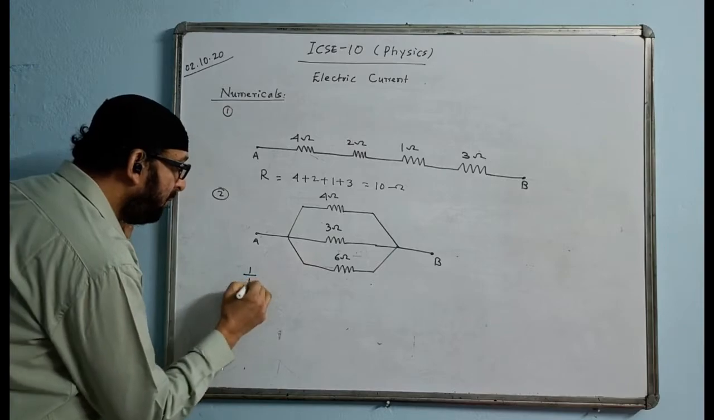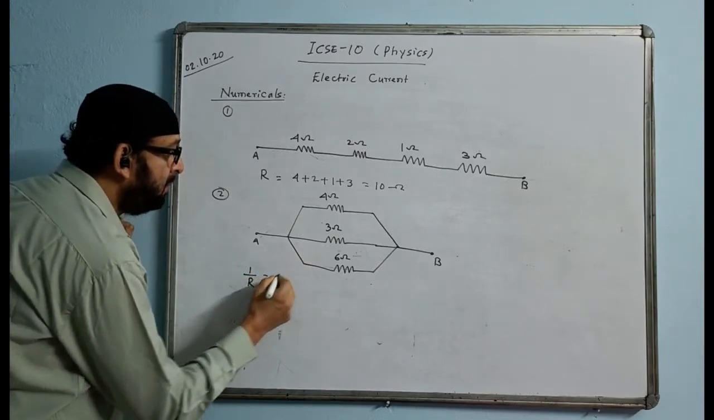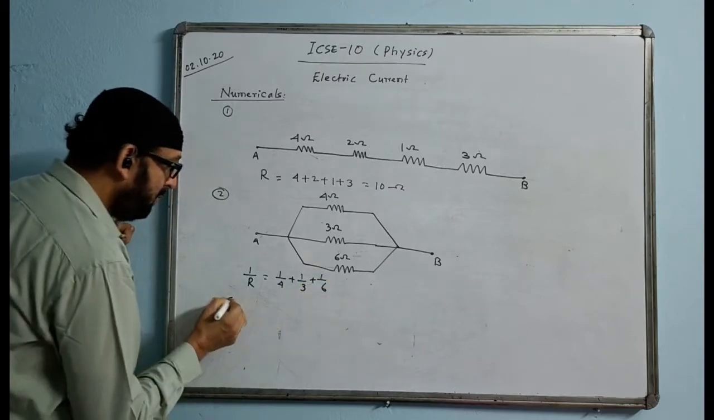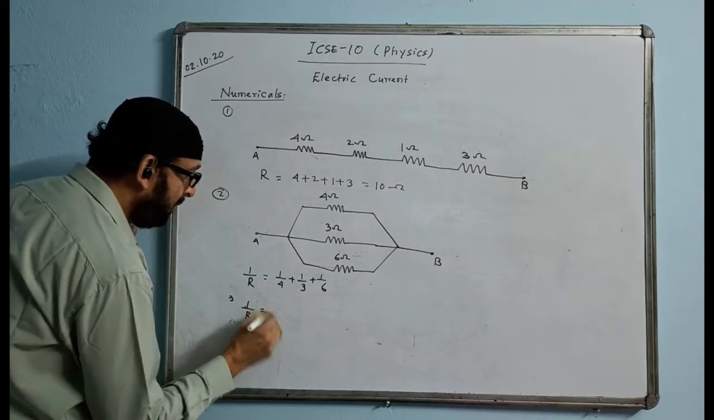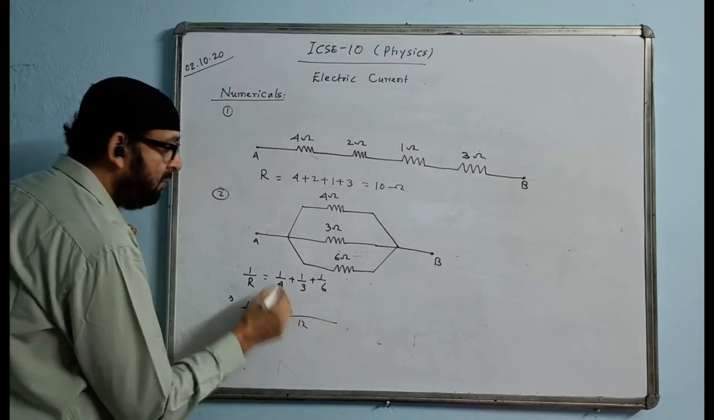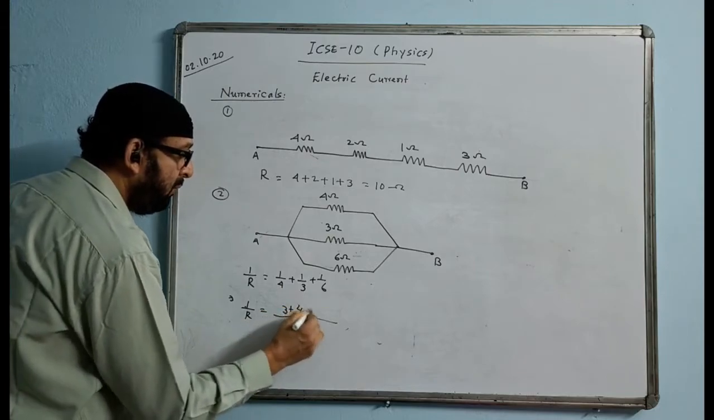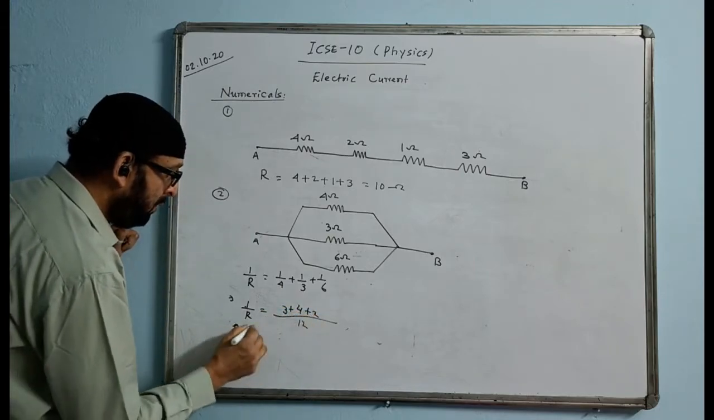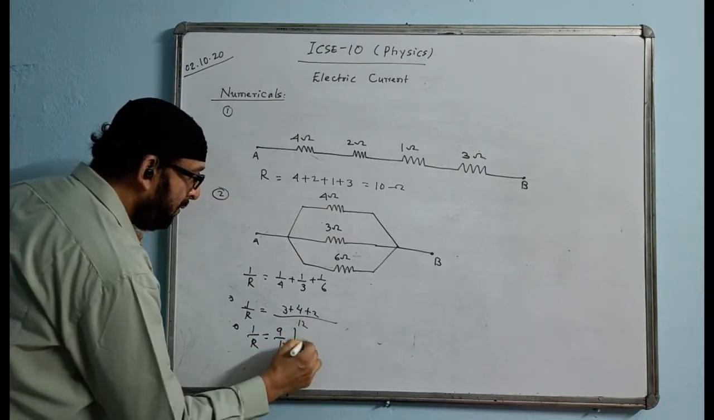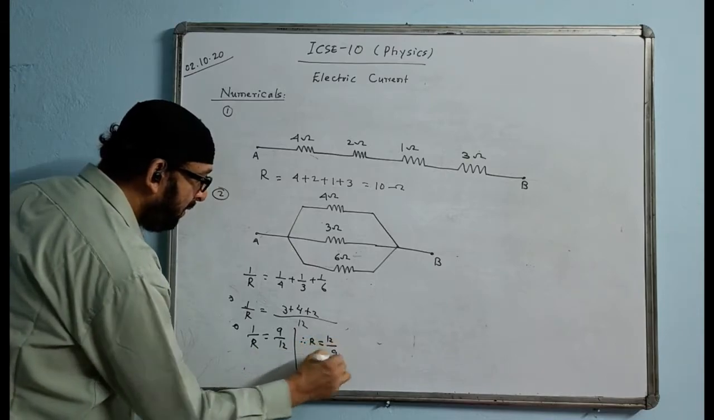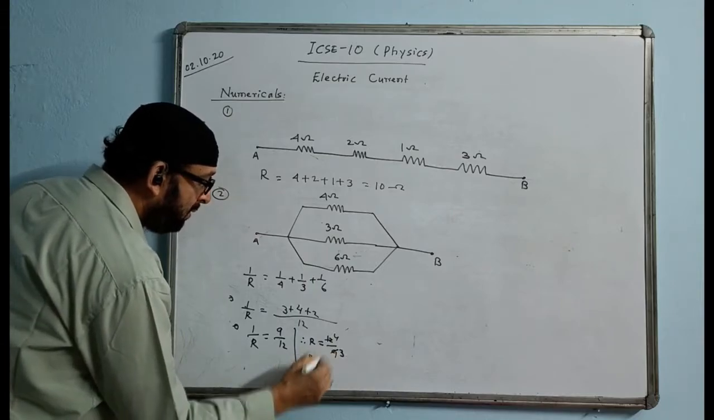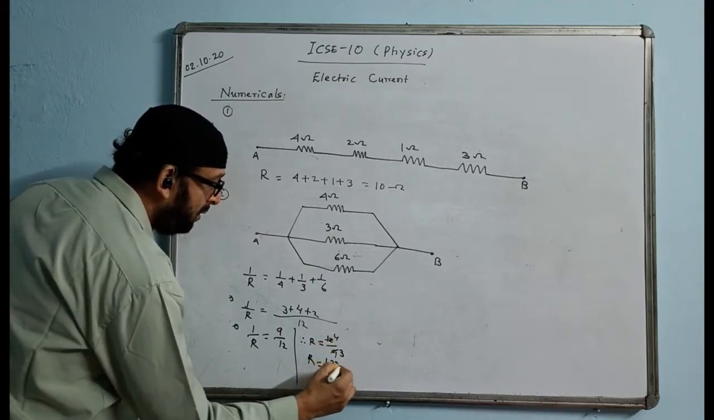So we will write the formula 1 by Rp is equal to 1 by 4 plus 1 by 3 plus 1 by 6. And now you will find the answer. 1 by R remains as it is. The LCM of the entire thing is coming 12. 4 3 is coming 4 2. 1 by R is coming 9 by 12. Therefore the R value will come 12 by 9, reciprocal. So we can cancel, 4 by 3. The value of R is coming 4 by 3, divide, 1.33 ohm.